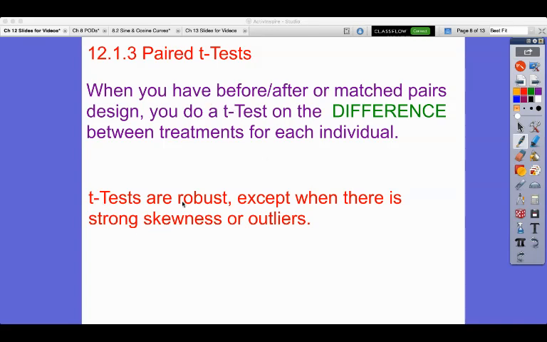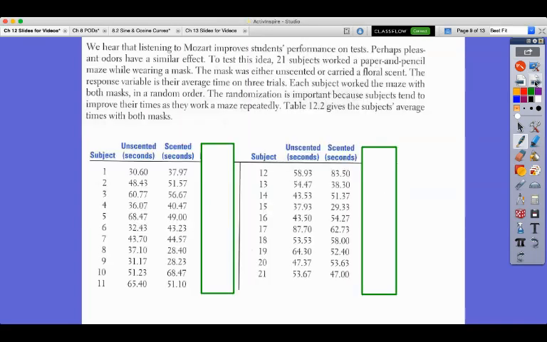The other thing that's mentioned here in this little section is how t-tests are robust, except when there is strong skewness or outliers. So if they tell you to perform a t-test or perform a hypothesis test and you think that there might be moderate skewness or outliers, just say proceed with caution. But if it asks you in a multiple choice question, should we perform a t-test? These are the reasons why you would say no, okay? But let's take a look at a paired test.